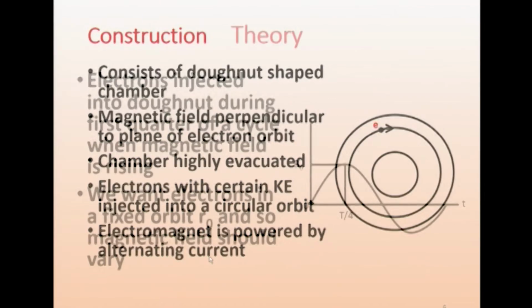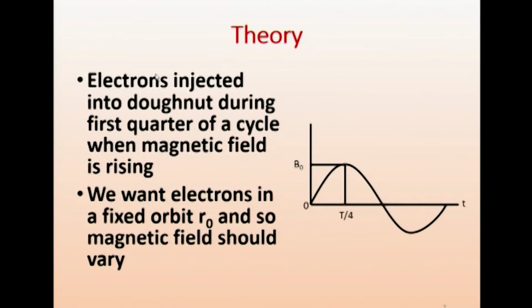So we will just go to the theory. Now here the electrons are injected into the chamber during the first quarter of a cycle, when the magnetic field is rising. This is the magnetic field, which we said is from the electromagnet. It will be alternating like this: from 0 it goes up to maximum, then comes to 0 and goes in the negative direction. We are interested in accelerating the particle, not retarding it. So the magnetic field should increase. When it increases, the speed of the electron will increase.